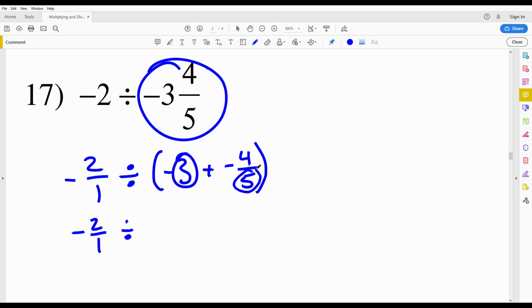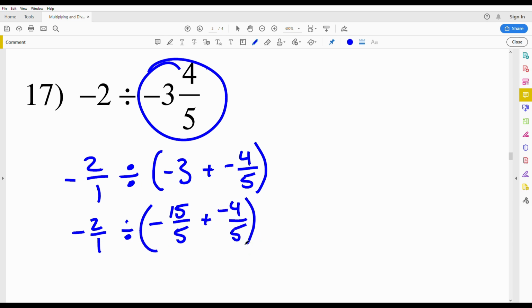So we have negative 2 over 1, and we'll be dividing that by, finding that common denominator, what divided by 5 gives us 3? That's going to be 15. So negative 15 over 5 gives us 3, and we'll be adding that to negative 4 over 5. Negative 15 plus negative 4 is a negative 19. So we'll have negative 2 over 1 divided by negative 19 over 5.